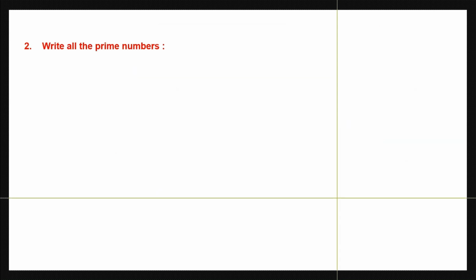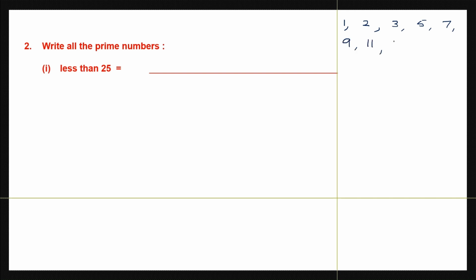Question 2, write all the prime numbers less than 25. Now here, less than 25, let's write all the odd numbers less than 25 first, starting with 1. Now let me write 2 also because 2 is the only even prime number. And let's write all the other odd numbers less than 25. So 3, 5, 7, 9, 11, 13, 15, 17, 19, 21 and 23.